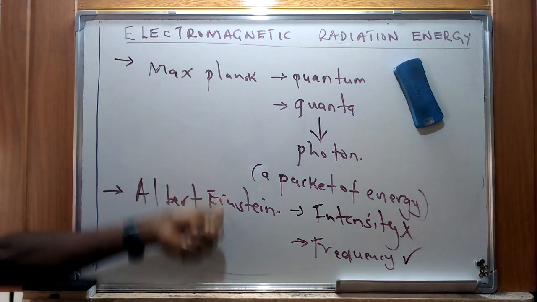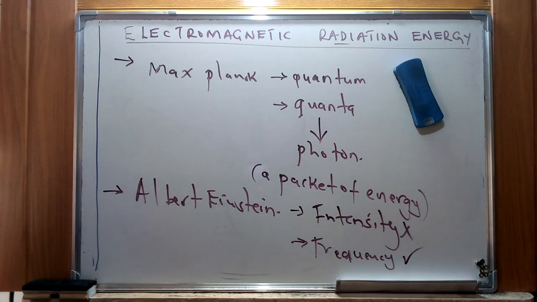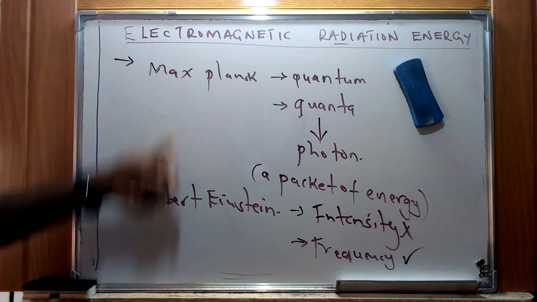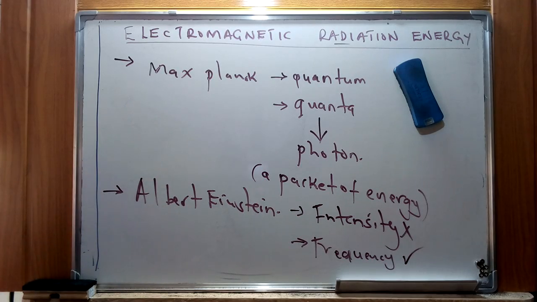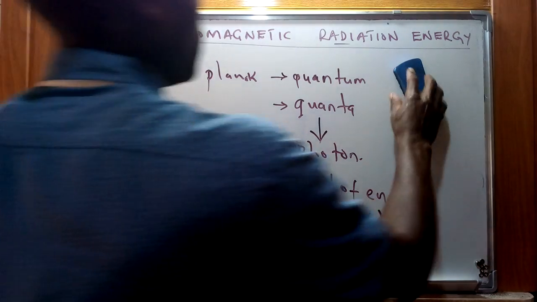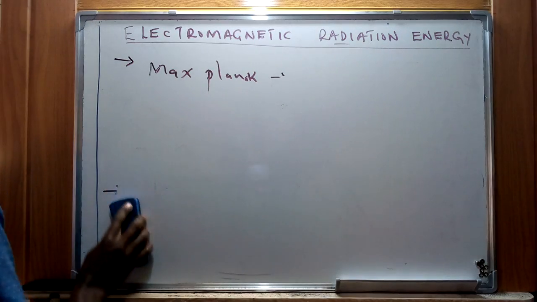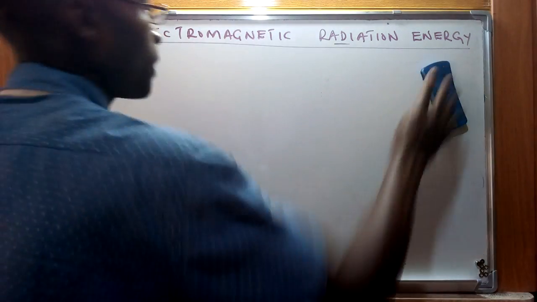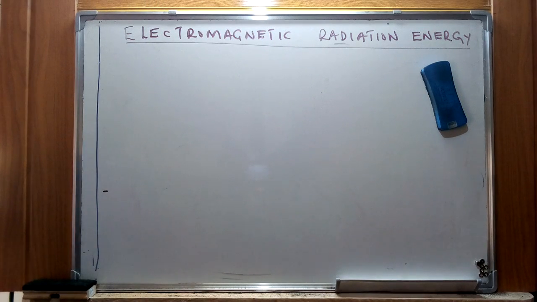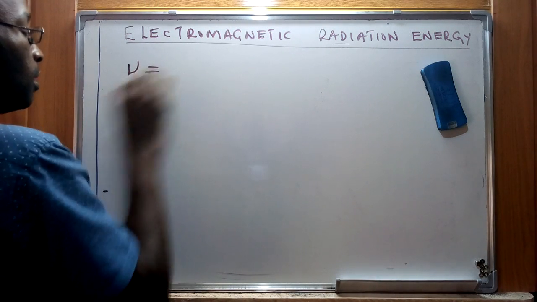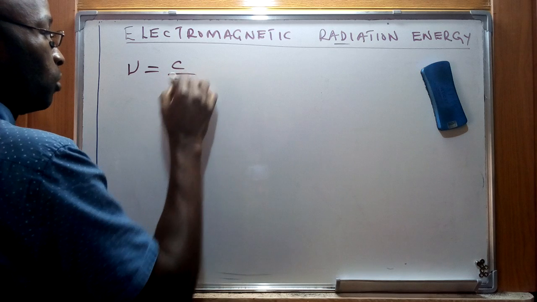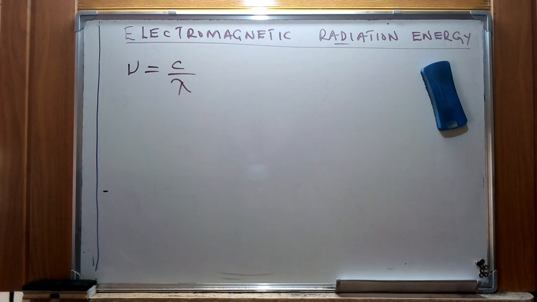So we're going to see the relationship between Max Planck's and Albert Einstein's description of this specific energy in the form of an equation. We had written a formula in the introductory part of this video on electromagnetic radiation, and we said that we can describe a frequency, given as nu, as the ratio between the speed of light and the wavelength, which is c over lambda.